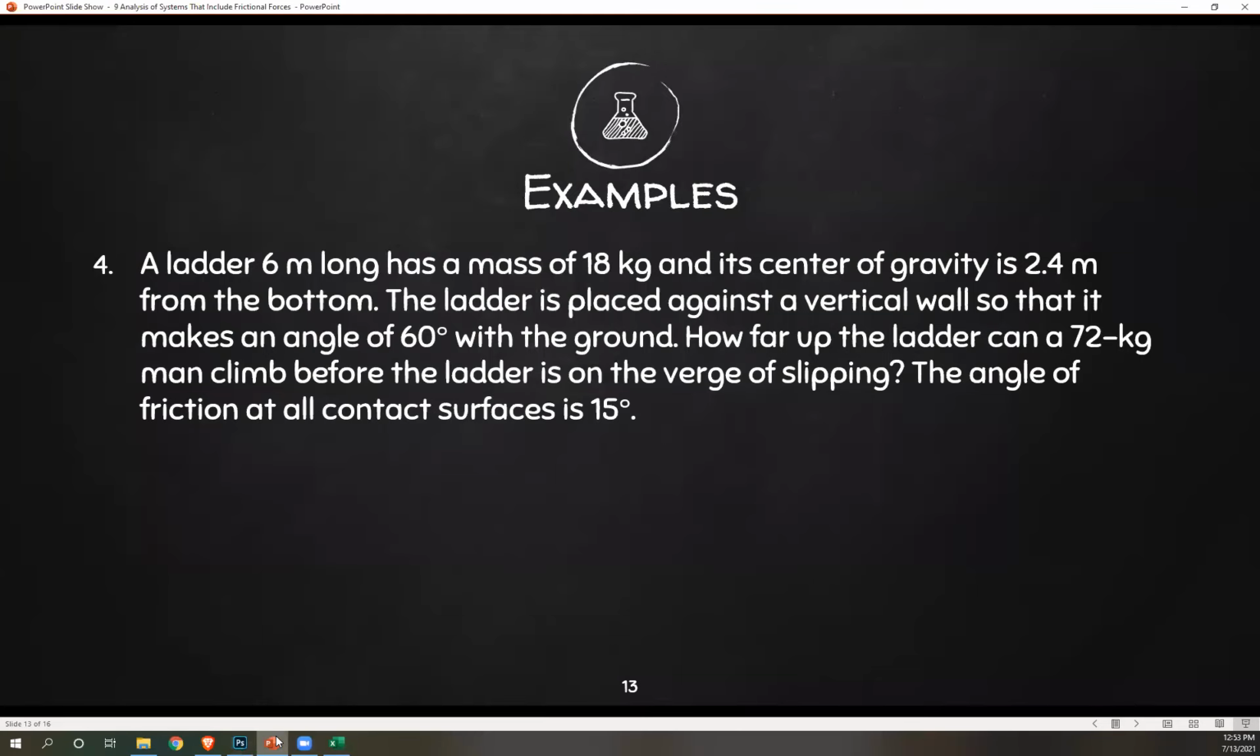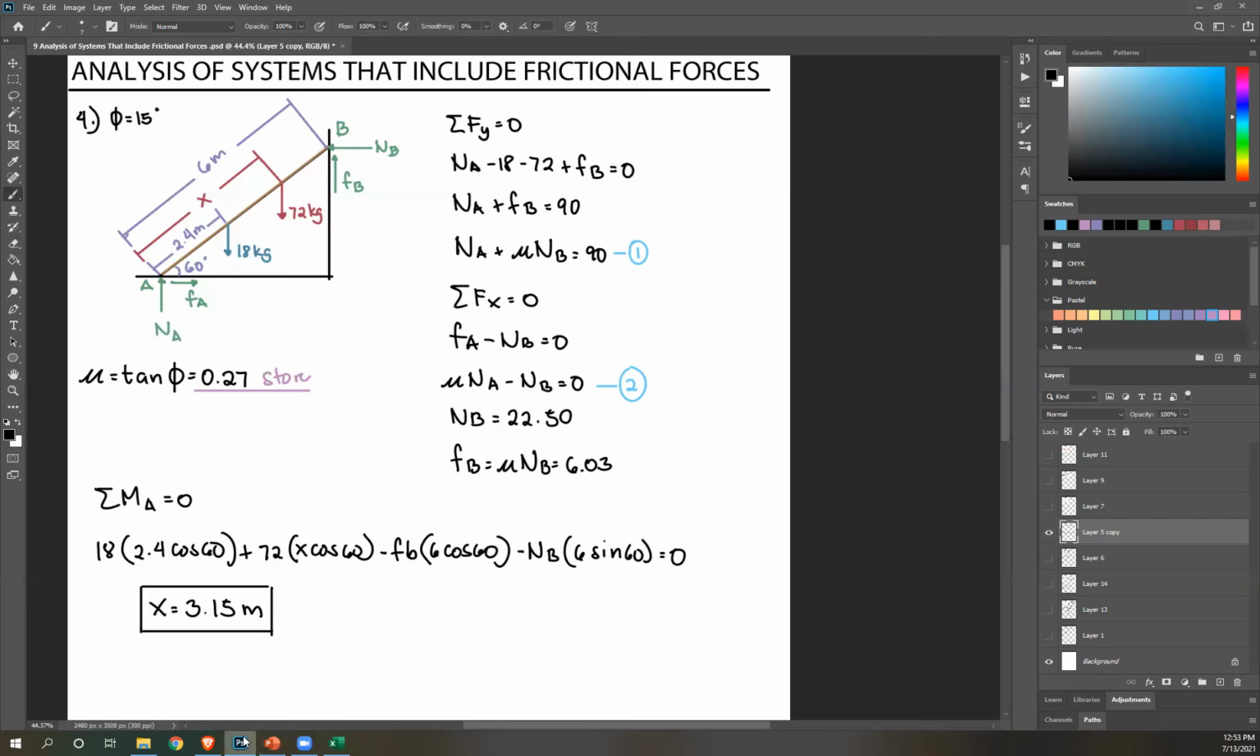However, the question is how far up the ladder can climb before slipping. So how far up, that is distance from the bottom. So this is what we're looking for, x. And then to get that, you can use moment about A. If you use moment about A, the only forces involved are 18, 72, FB, and NB, because NA and FA pass through A, so they cancel out, or you can ignore them. I don't know FB and NB, that's why those are the first things I need to solve for.